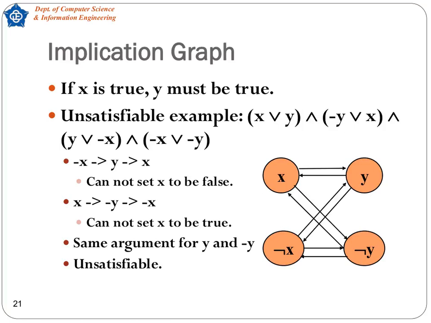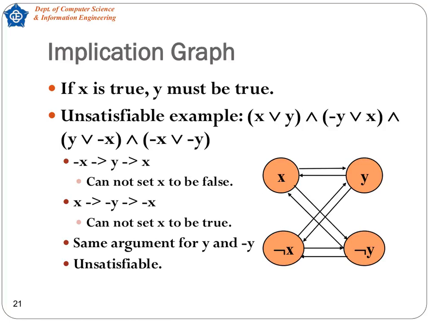First, not x implies y, implies x, so assuming x is false immediately leads to a contradiction. Then, x implies not y, implies not x, so assuming x is true also fails. By the same token, y and not y form similar cycles. In other words, neither truth assignment for x or for y can avoid a conflict. Hence the formula is unsatisfiable.